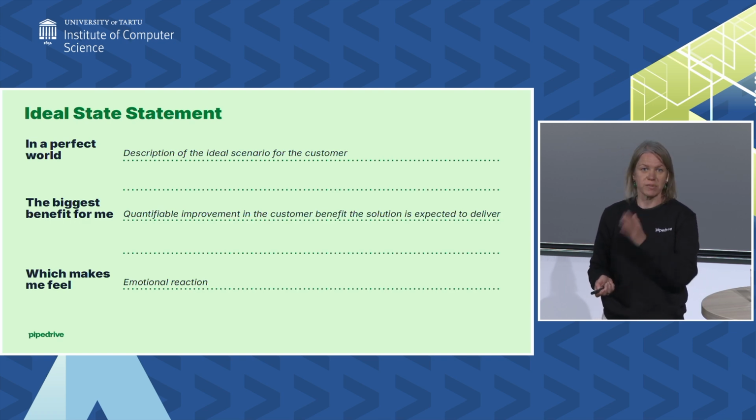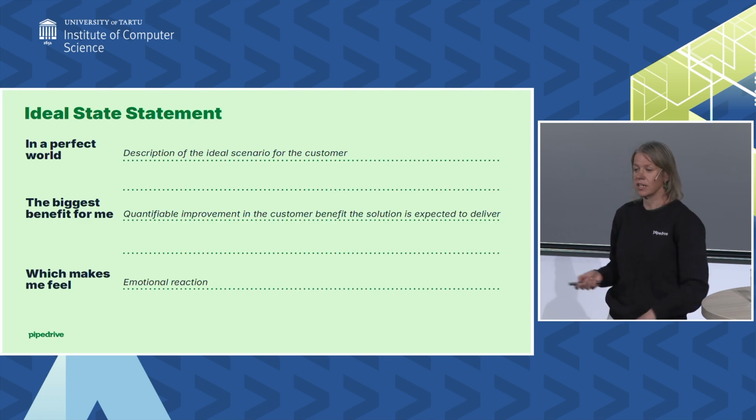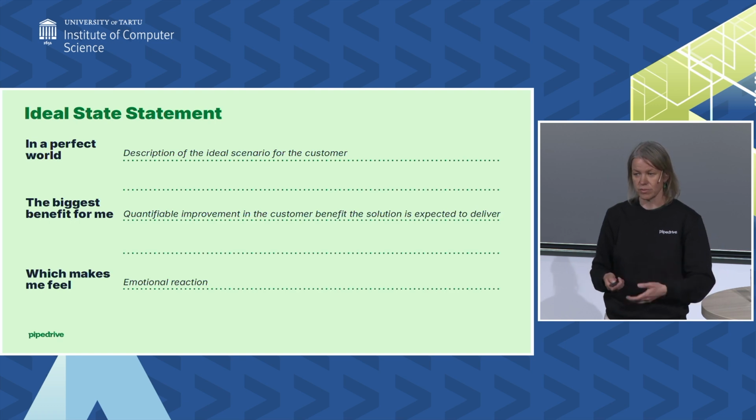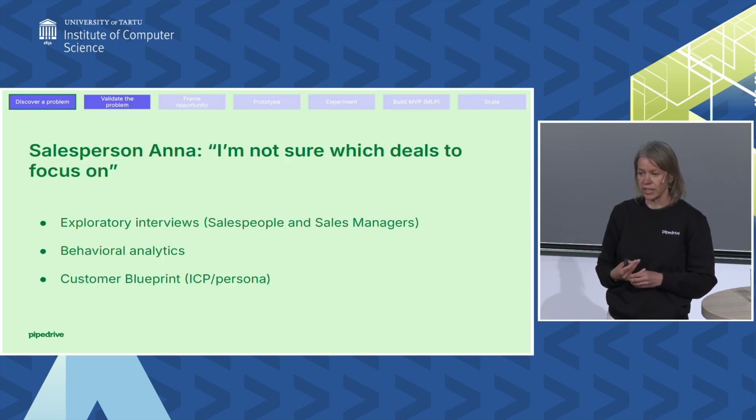And we always frame those statements. Even if it's a small, tiny problem, we always go through this exercise. It's quite easy. And sometimes teams do it individually. Then we combine them. And only then are we allowed to go to the next phase. So, validate.